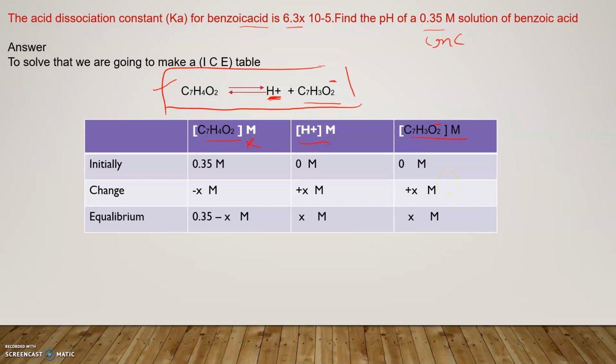The change happened after a while. It's minus X. The concentration of the reactant decreased by an amount we don't know, so we refer to it as minus X. And this one increased by the same amount. So whatever went down here just increased there. So at equilibrium, it's 0.35 minus X, and here's X and X.